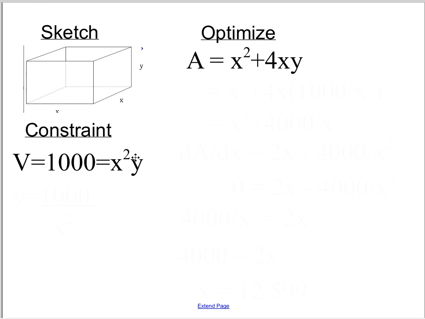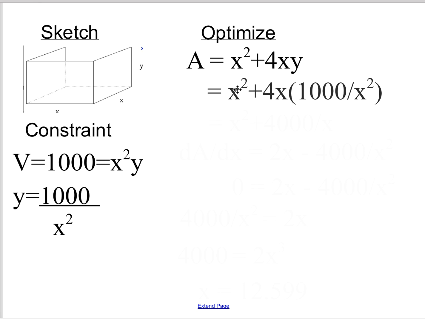And now remember, you want to get one of the variables by itself. In this case, I would say that the easiest one is to get y by itself, so that you're not dealing with any square roots, and so y would just be 1,000 divided by x squared. So now I'm going to substitute this 1,000 divided by x squared into my optimization equation, and I get x squared plus 4x times 1,000 divided by x squared. When I simplify that, I get x squared plus 4,000 divided by x.